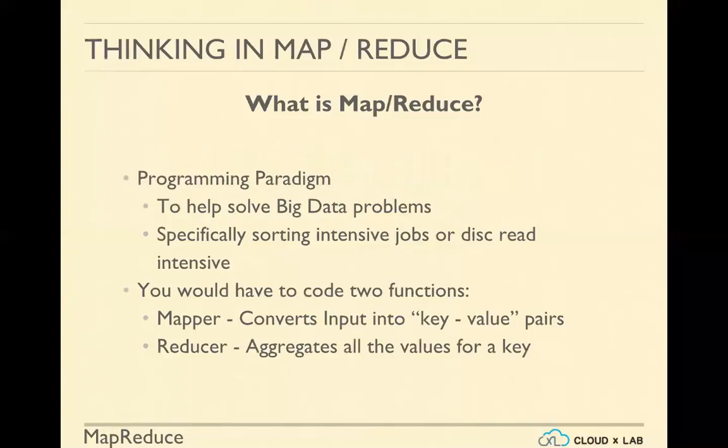Google's MapReduce basically solved the sorting problem, and the same was implemented by Hadoop, and that became basically a sorting framework. So MapReduce for us is a programming paradigm to help us solve big data problems, specifically sorting intensive ones. If your job does not have any sorting involved, no grouping, it's discrete intensive. Remember our job where we were trying to resize a lot of images? That was a discrete intensive job.